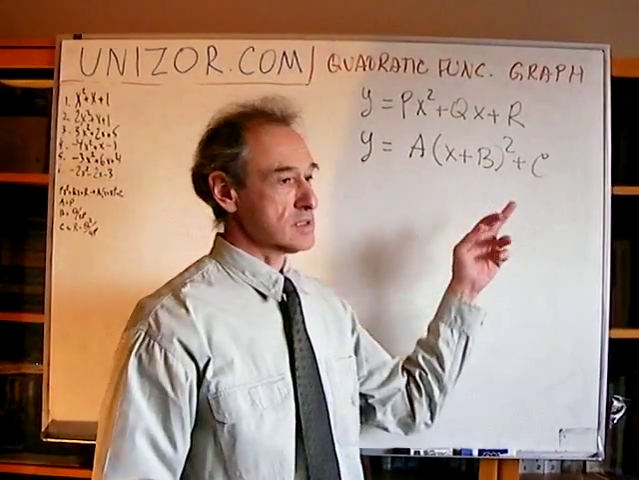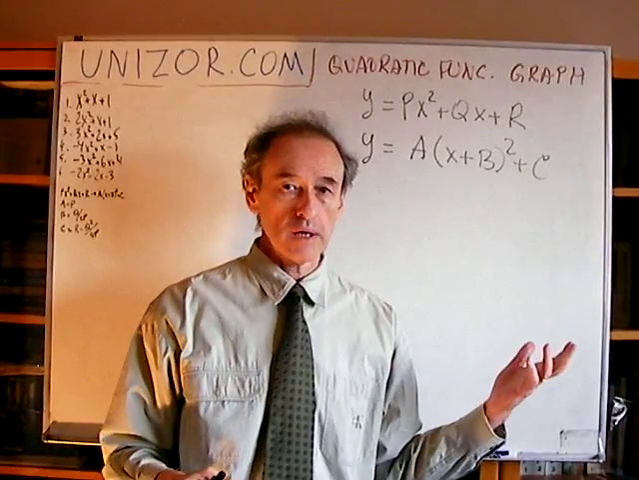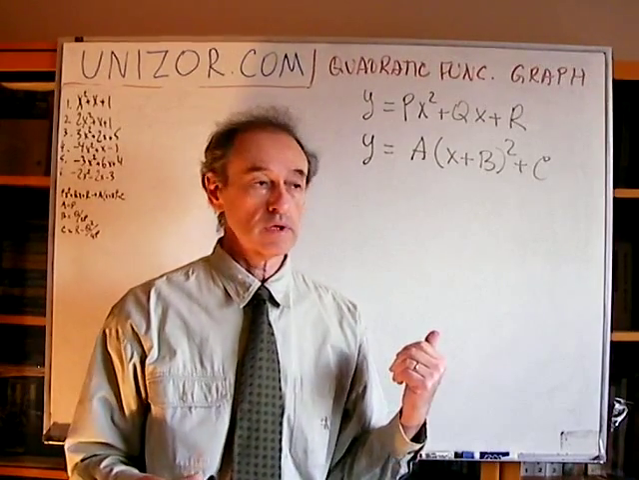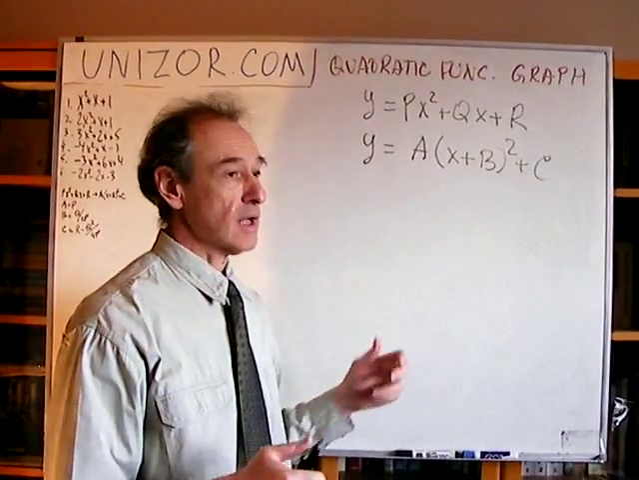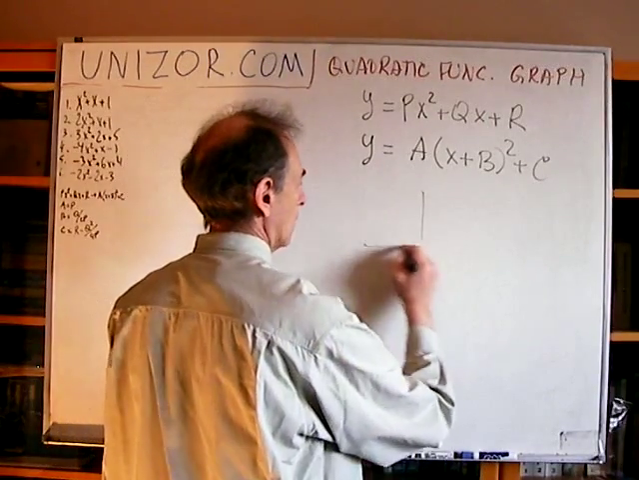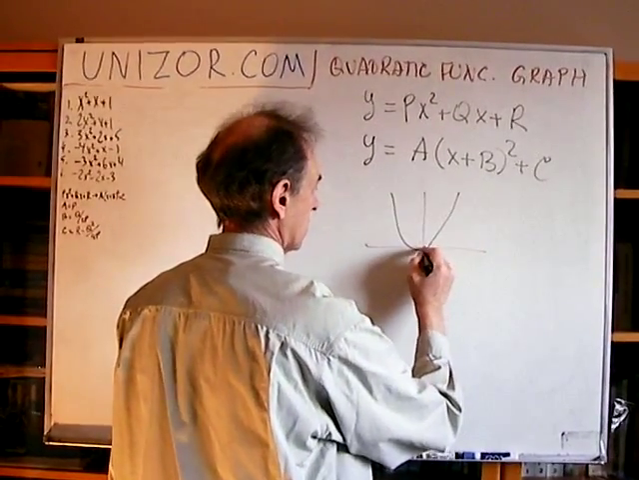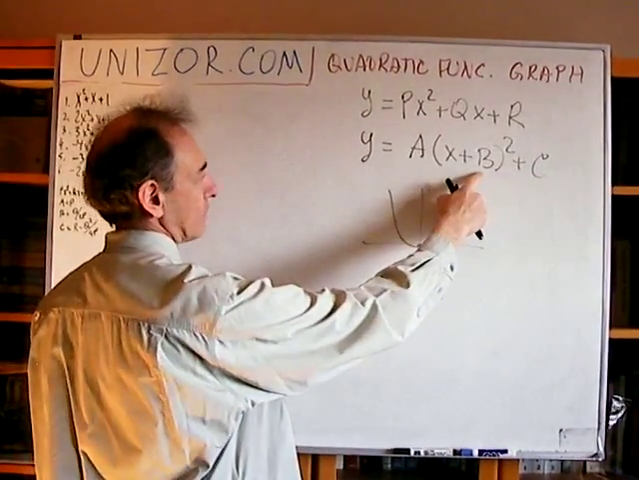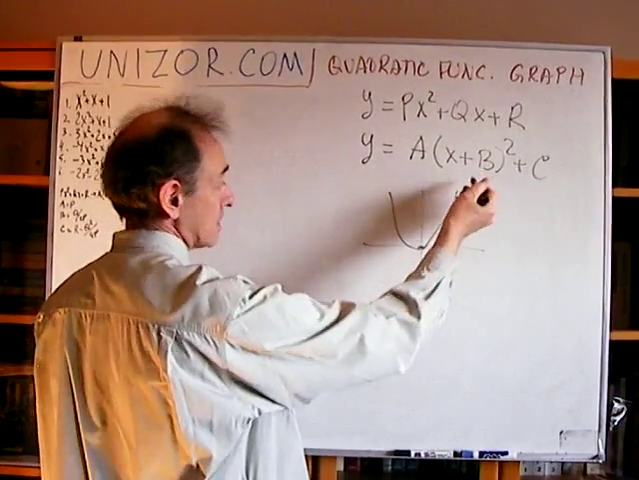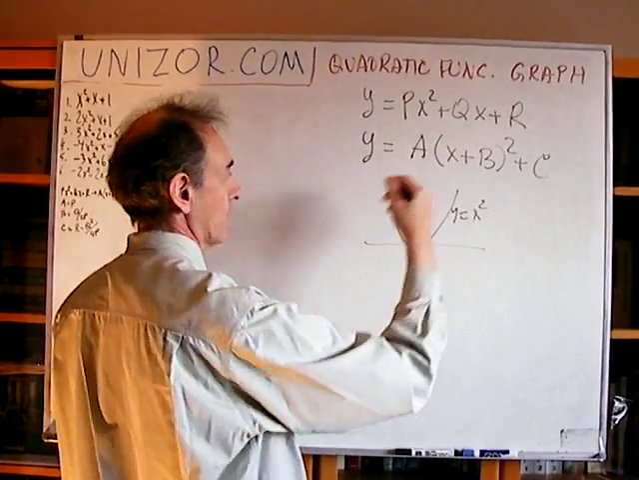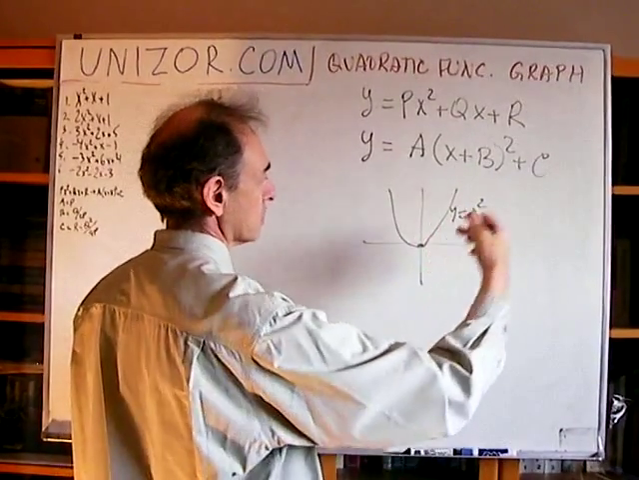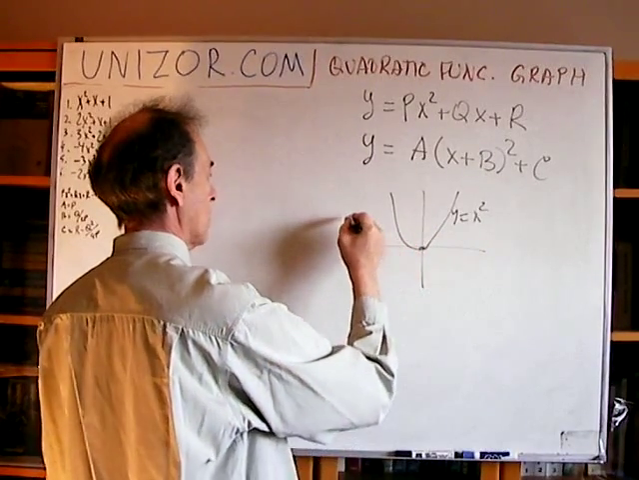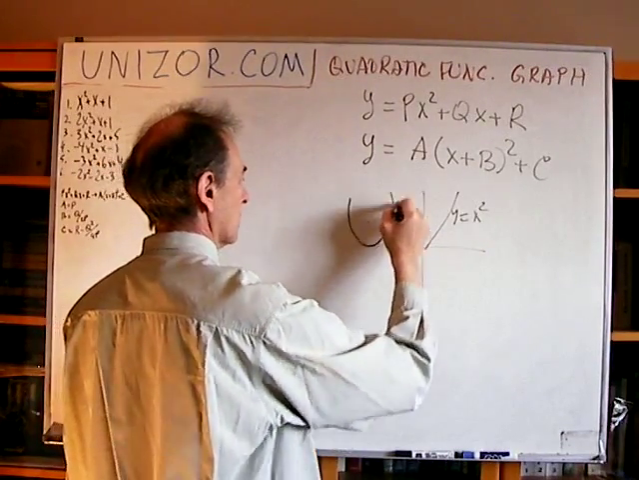Now, this is the full square format of the function, a times x plus b squared plus c. How does this parabola look? That's very easy. You start from the regular parabola, y is equal to x squared. You shift it to the left by b. If b is positive, it's to the left. If b is negative, it would be to the right by the absolute value of b.